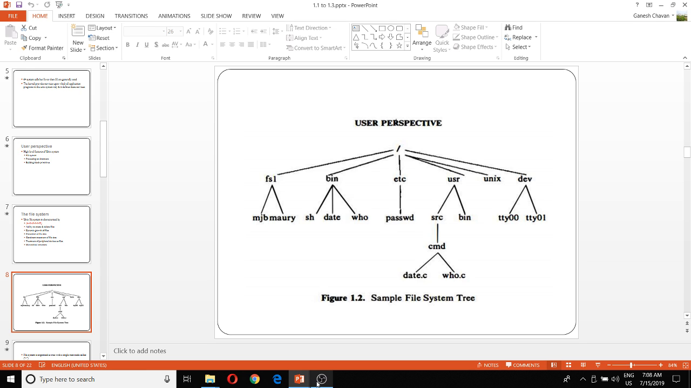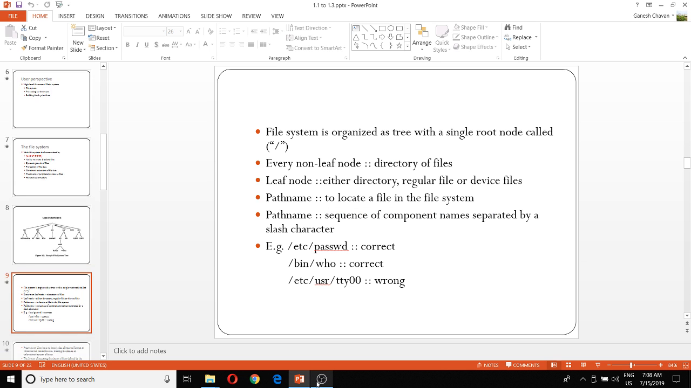Now here you will find a root at the core, and then files such as bin, etc, user are considered to be non-leaf nodes, and date.c and foo.c are considered to be leaf nodes. This is called as a sample file system tree. The file system is organized as a tree with a single root called a slash. Every non-leaf node is called as directory of files. Leaf node is either directory, a regular file, or a device file.